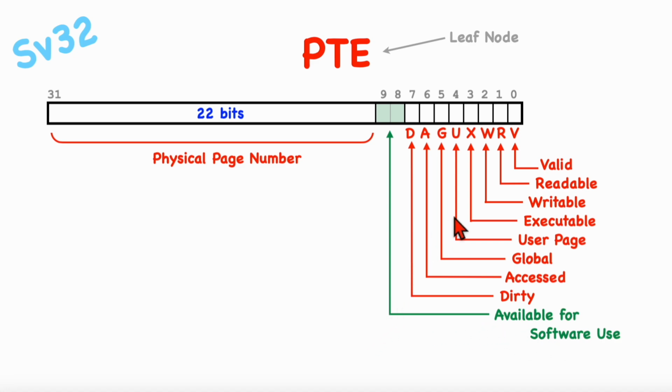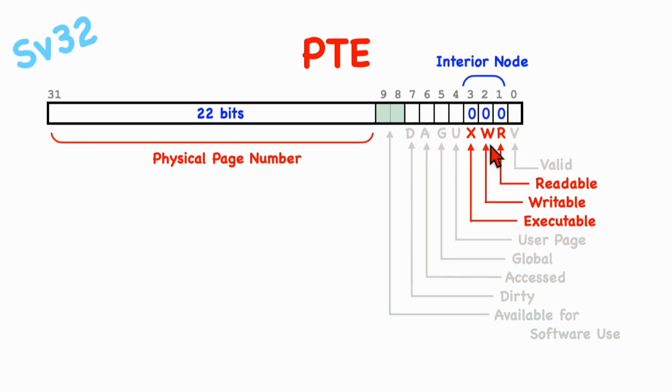All these bits are important and used for a leaf page table entry, that is, a page table entry that points to a data page. Every data page must be either readable, writable, or executable. If you can't access the data page at all, then what would that even mean? So, the readable, writable, and executable bits are used to differentiate between a leaf page table entry, which I'm showing here, and an interior page table entry. The page table entries in interior nodes should have these 3 bits set to zeros.